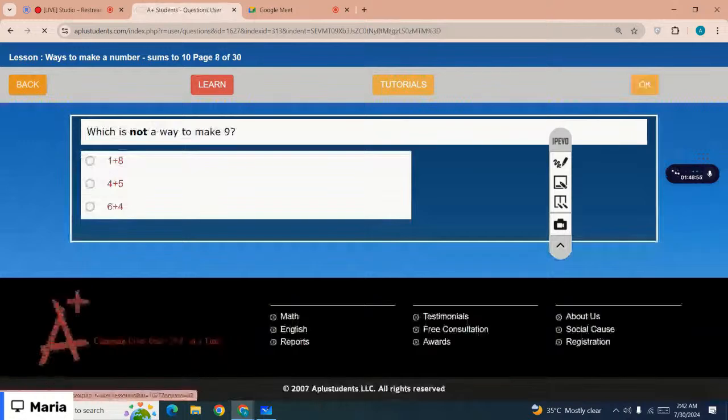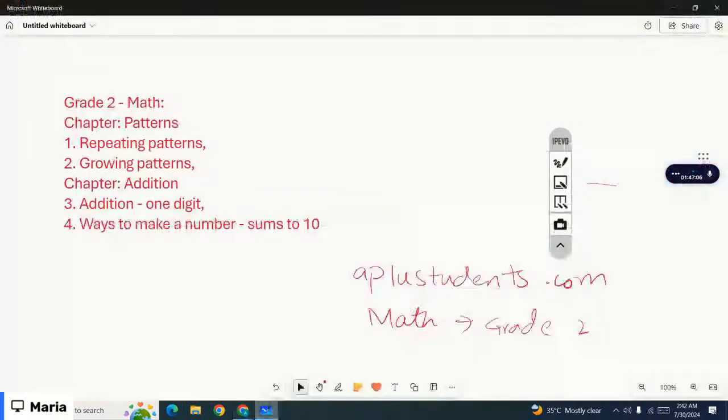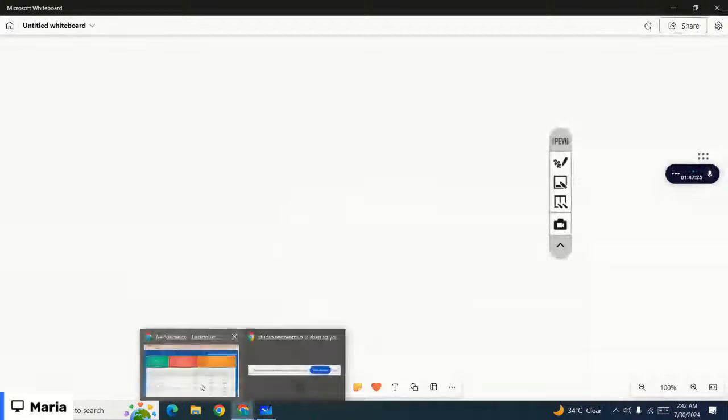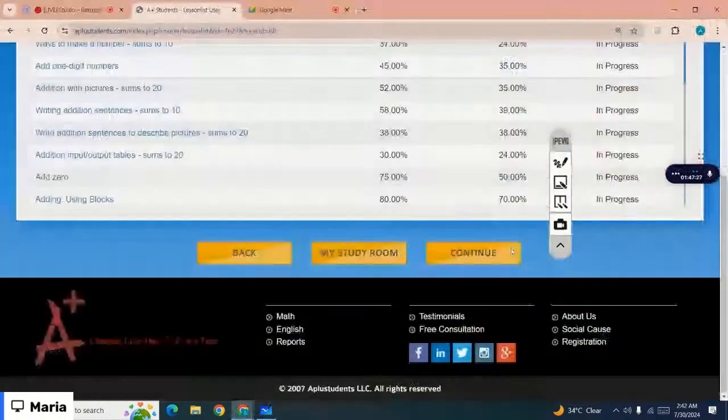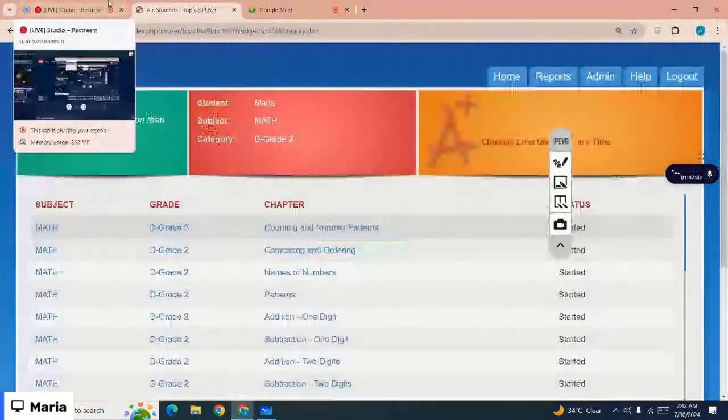Okay, you can complete the lesson by yourself later today. So we were working on grade 2 math. We started with the chapter pattern. We have covered repeating patterns and growing patterns. Then we have started the chapter addition. The lessons we have covered are addition one digit and ways to make a number sums 10. So please make sure before the next session you complete all the practice questions for the lessons we just did. That is your homework until next session, right?